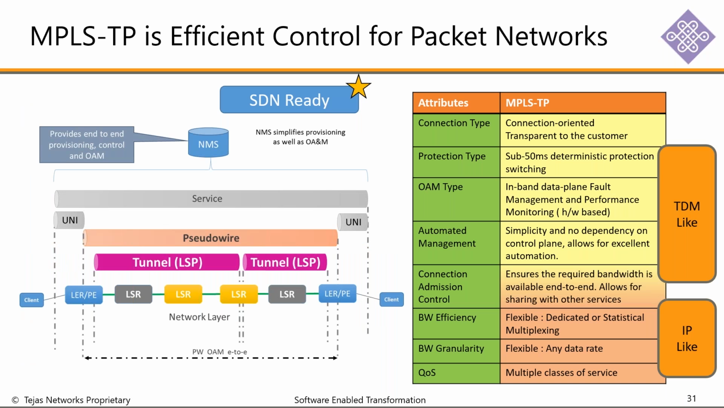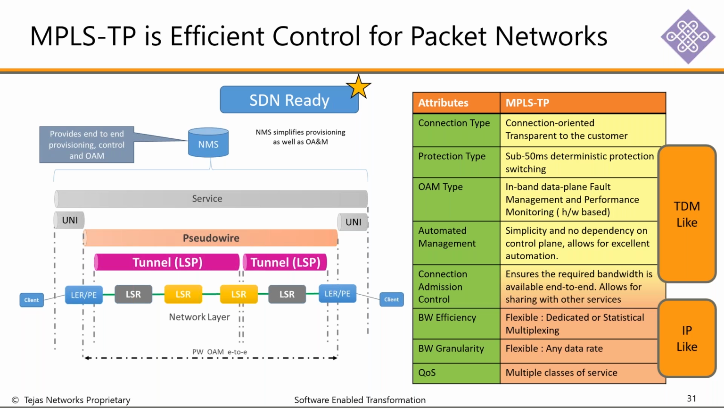MPLS-TP was really derived for that purpose. It was specified in the mid-2000s, started by Alcatel and then Alcatel-Lucent as a way to maintain the SONET-like provisioning models. In other words, I can see where things are going. I know what's happening. I can isolate certain traffics. I can define what's going to happen in the network, but still use all the efficiency of packet and IP-like traffic.